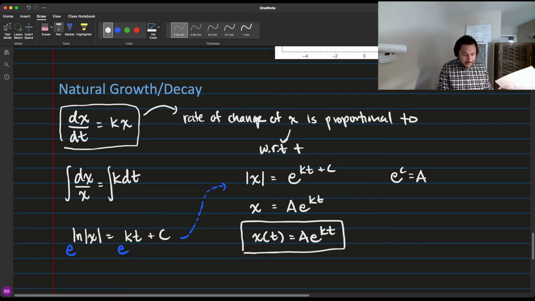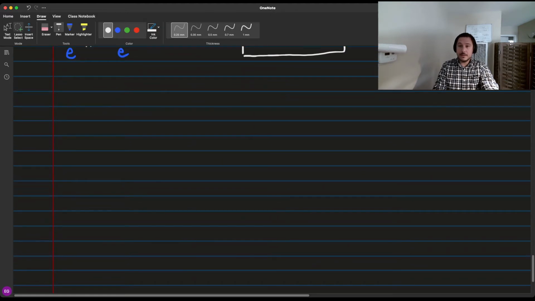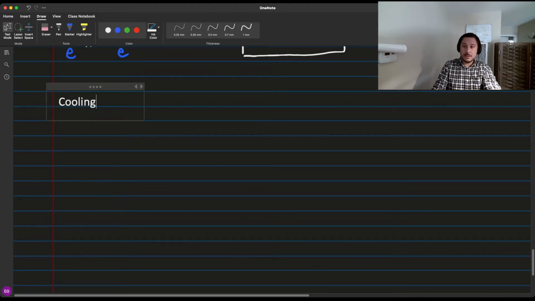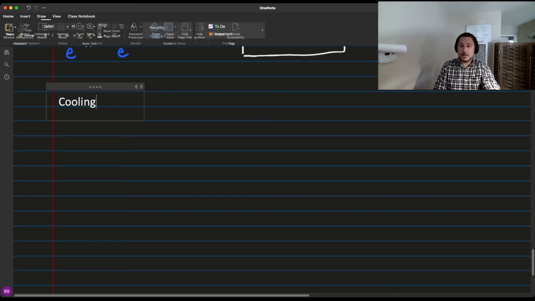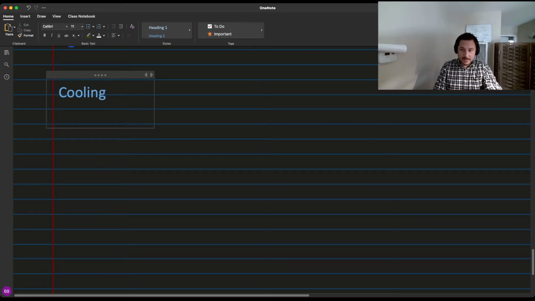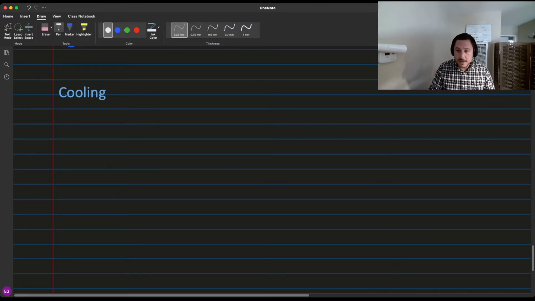Another one that we run across a lot is, what's it called? We talked about it, Newton's cooling, the cooling law. A very similar thing happens. Remember we said that the way the cooling law works is the derivative of temperature with respect to time is proportional to the difference between the outside temperature and the temperature of the object.